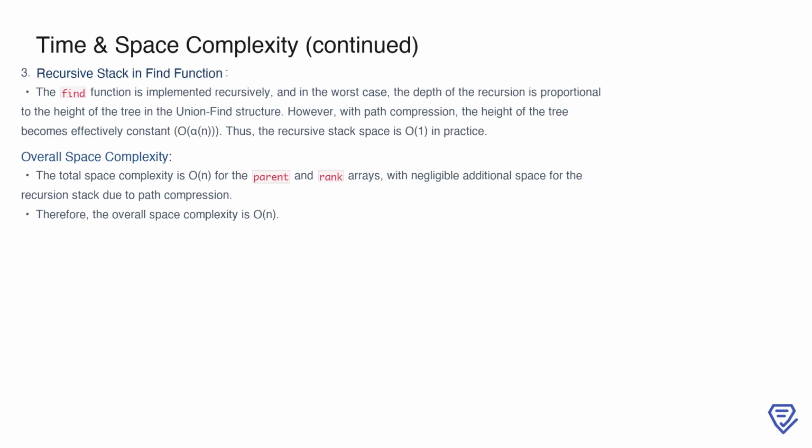In addition to the arrays, we must account for the recursive stack space used by the find function. In the worst case, the recursion depth corresponds to the height of the tree within the union find structure. However, thanks to path compression, the tree height is minimized, effectively becoming a constant, O(alpha(n)). Consequently, the stack space required for recursion is negligible in practice, effectively O(1). Combining all these factors, the total space complexity of the solution is O(n), which includes the space for the parent and rank arrays, with minimal additional overhead from the recursion stack.